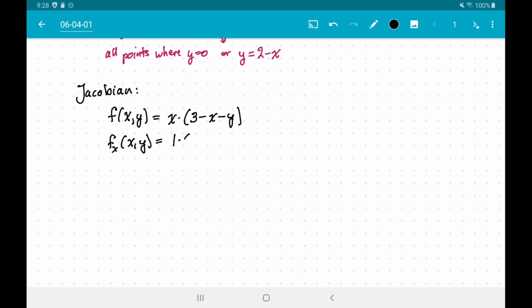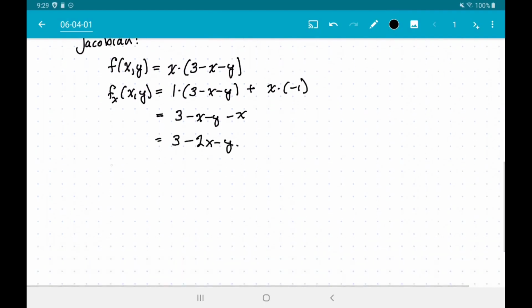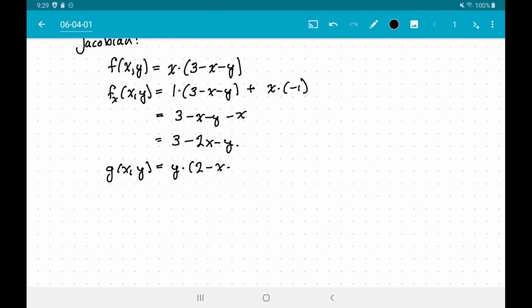Okay, 1 times 3 minus x minus y plus x times negative 1. There are other ways to do that, but there you go. So that gives us 3 minus x minus y minus x. So that's 3 minus 2x minus y.